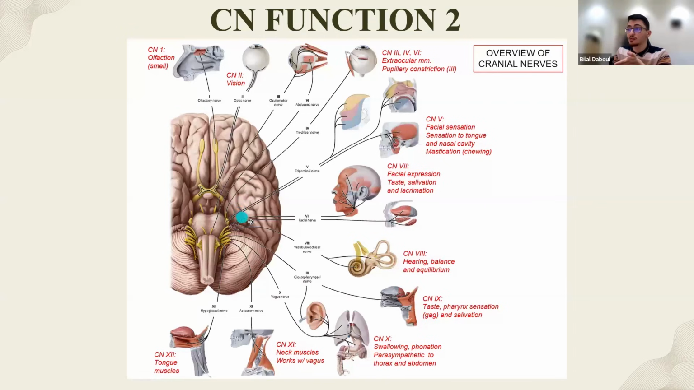Now for the 6th, the abducent nerve, supplied to the lateral rectus. Remember, LR6. Then we proceed to talk about the facial nerve, the 7th. So the facial lies lateral to the abducent, if you notice. That's the abducent, which is medial in position.